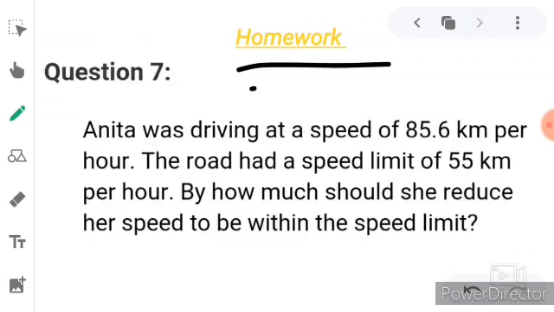Now homework. Your homework is question number 7. Anita was driving at the speed of 85.6 kilometer per hour. Here the kilometer unit is given to you. The road had a speed limit of 55 kilometer per hour. Then by how much should she reduce her speed to be within the speed limit? So you will have to do subtraction over here. Try to solve it. If you have any problem, then ask me on your WhatsApp group.